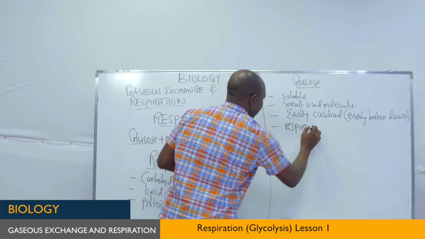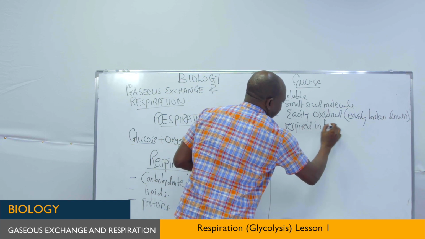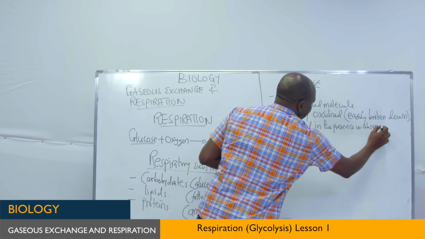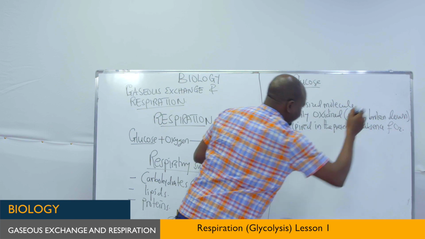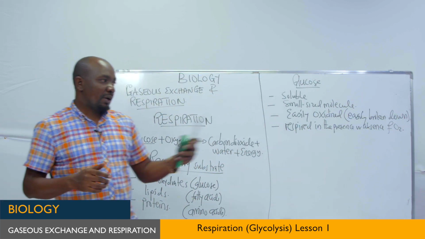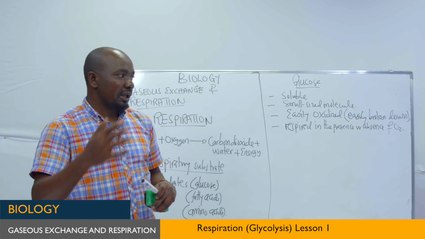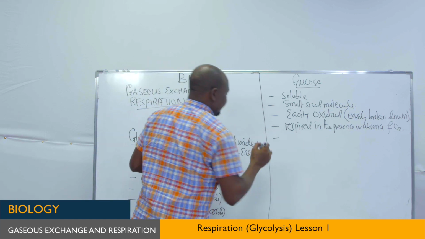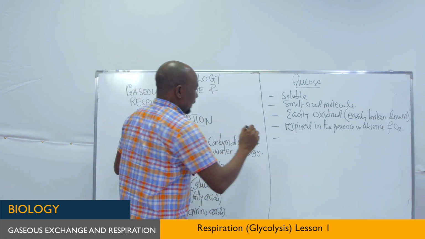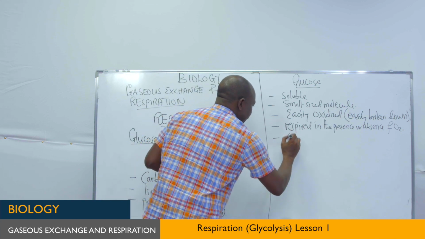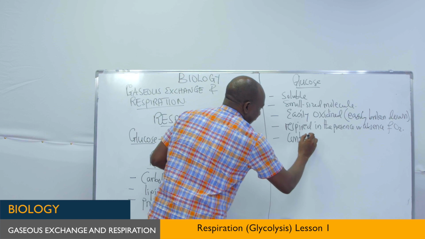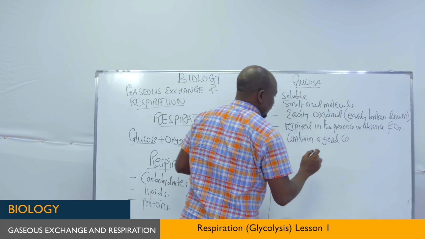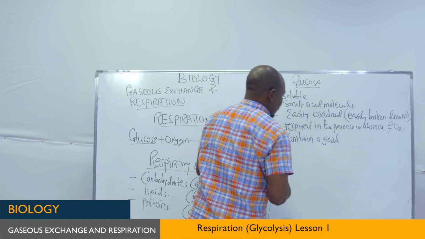whereas some of the respiratory substrates, such as lipid, need oxygen to be respired. Another advantage of glucose is that it contains a good carbon to oxygen ratio.